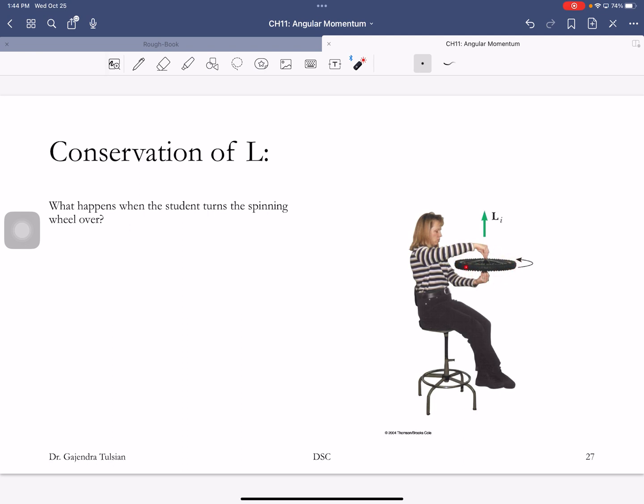Here's a bicycle wheel. We'll give it a spin and hand it to this person. This person is at rest. Again, use your right hand. Your fingers point in the direction of the spin. Your thumb gives you the direction of the angular momentum. So here is the angular momentum. The angular momentum of this system is that. And then we'll ask the person to flip the wheel.